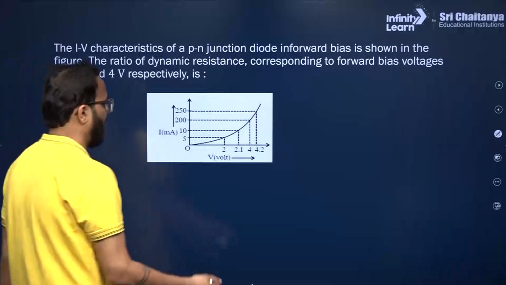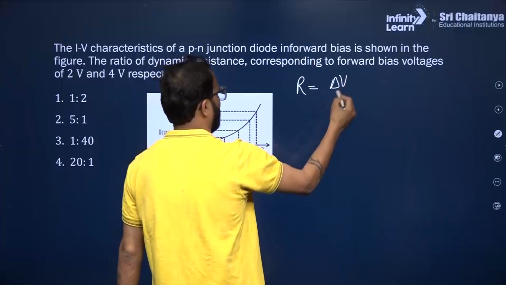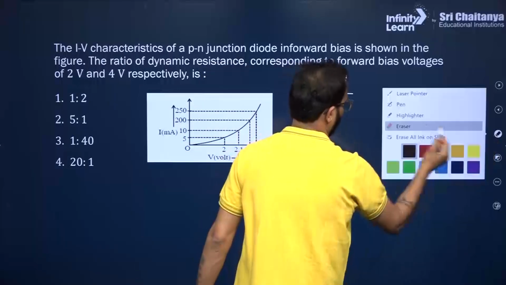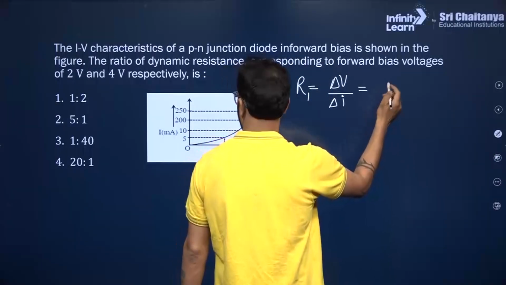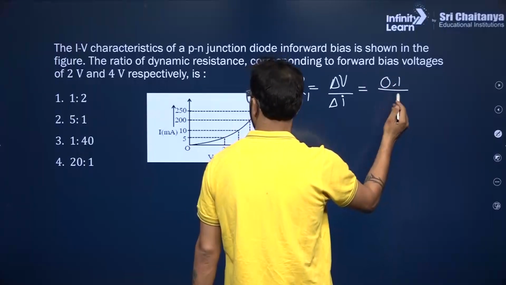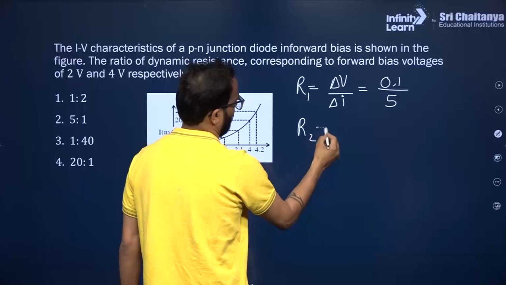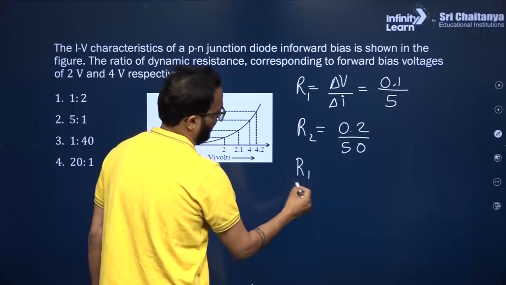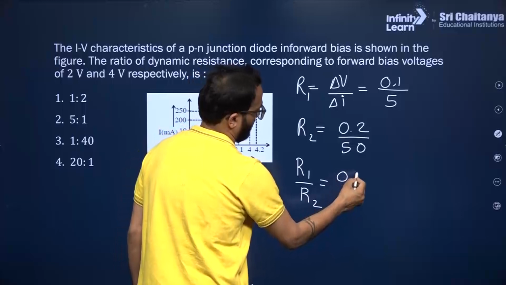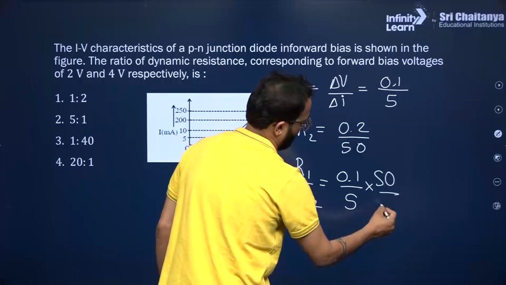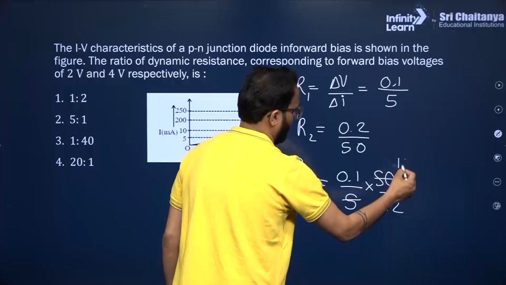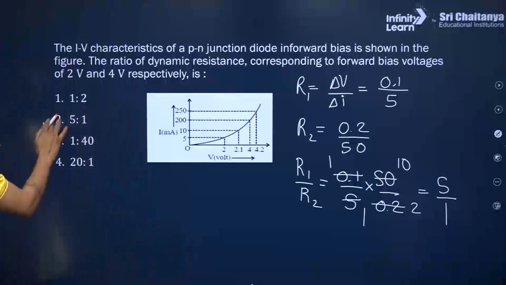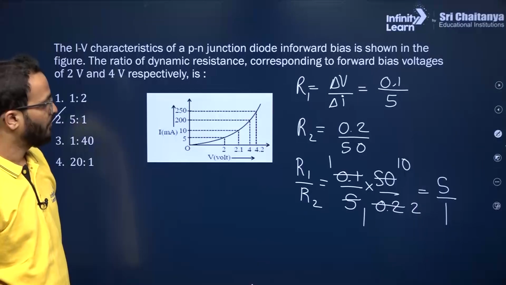Now this is very simple. Dynamic resistance is delta V by delta I. So what is delta V? Delta V is 0.1 upon 5, and R2 will be 0.2 upon 50. So you take the ratio of R1 to R2. It will be 0.1 upon 5, then 5 ones are, 5 tens are, 1s are, 2s are, the answer will be 5:1. Second option correct. Got it?